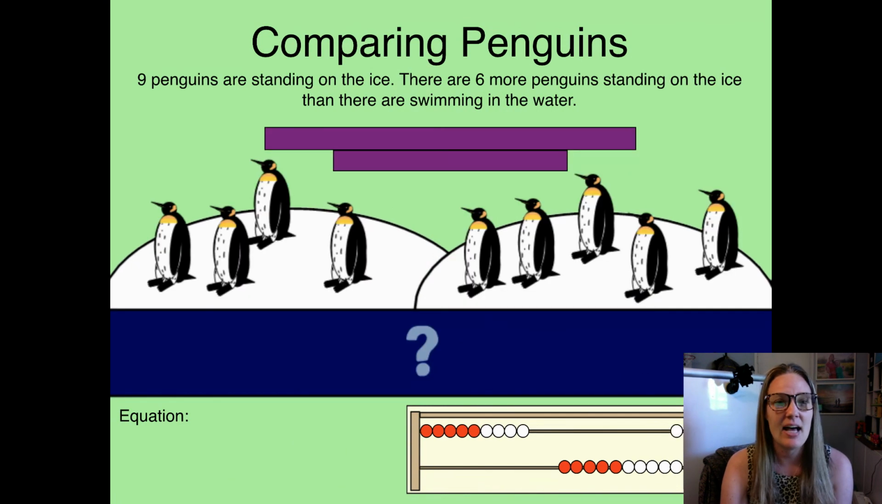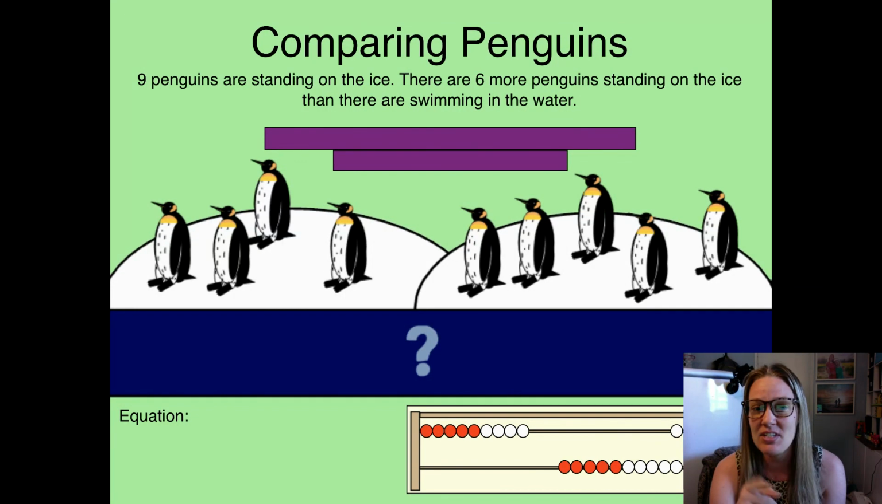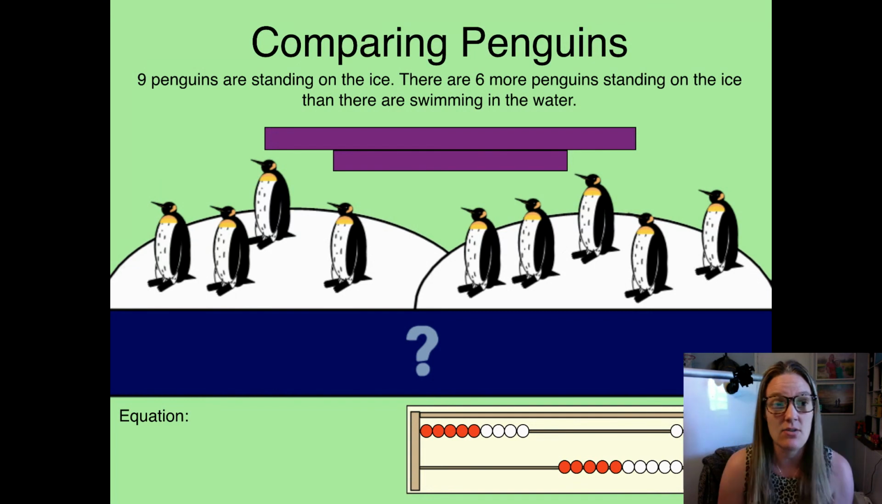All right, 9 penguins are standing on the ice. Ooh, look, so they're changing it around. So now we don't know how many are in the water. 9 penguins are standing on the ice. There are 6 more penguins standing on the ice than there are swimming in the water. I'm gonna read it again, okay? There are 9 penguins standing on the ice. You guys can see them there in that picture, right? There are 6 more penguins standing on the ice than there are swimming in the water.